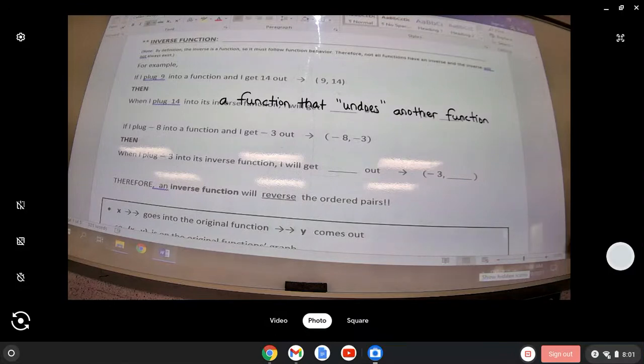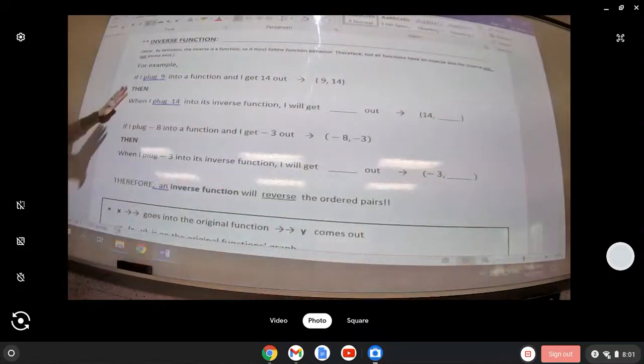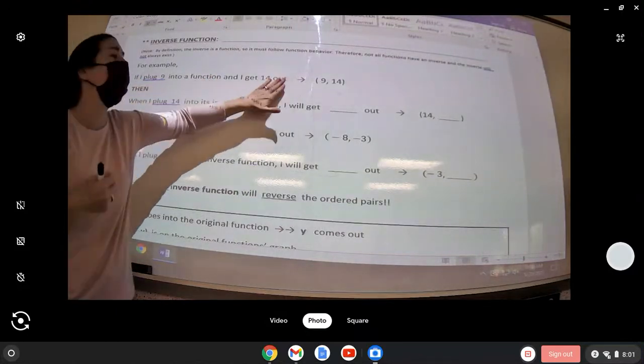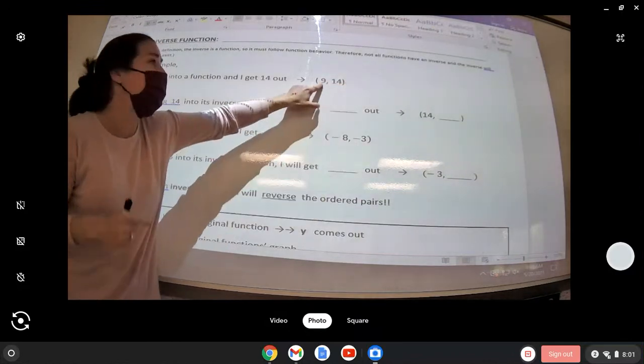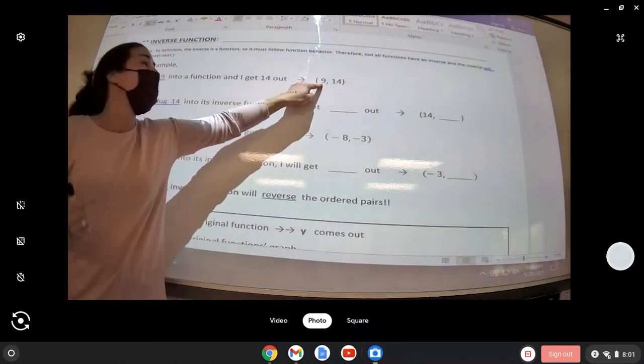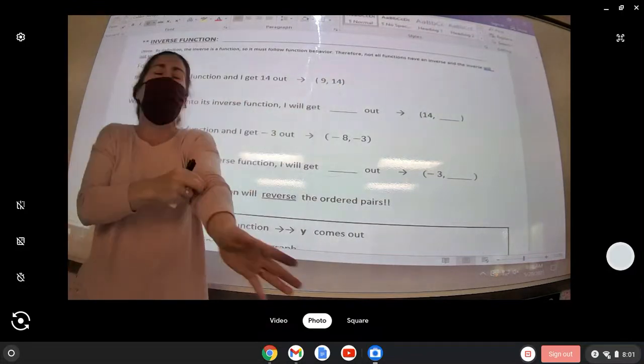So guys, for example, this is what we want inverse functions to do. If I plug a 9 into a function and I get a 14 out, right? That creates the ordered pair (9, 14). 9 went in as the input, x, and 14 came out as the output, y. And we can form ordered pairs.